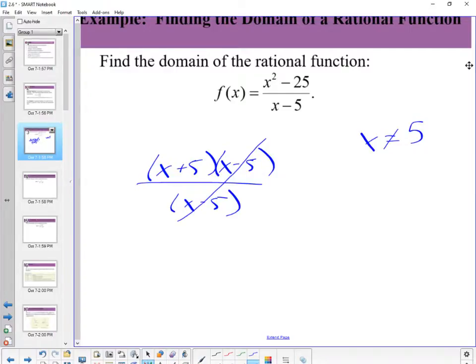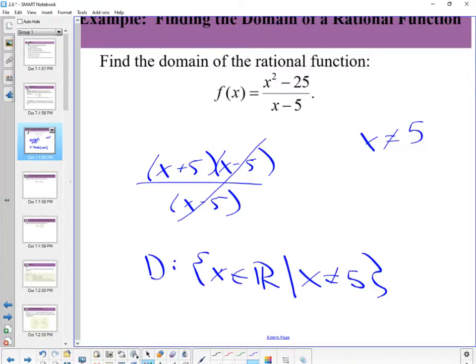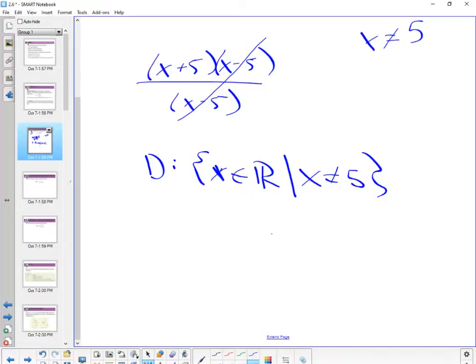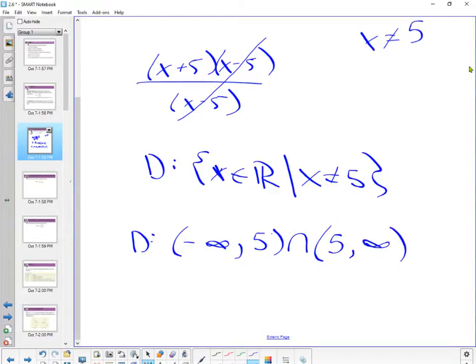Okay, so the domain, let's see here. Let's go with x as an element of all real numbers except x cannot equal 5. What is this called? Do you guys remember? Set builder. So if we're going to do it in interval notation, then we're going to go negative infinity all the way to 5. And then we're going to go, yeah, because we're not equal to that, right? And from 5 to positive infinity.